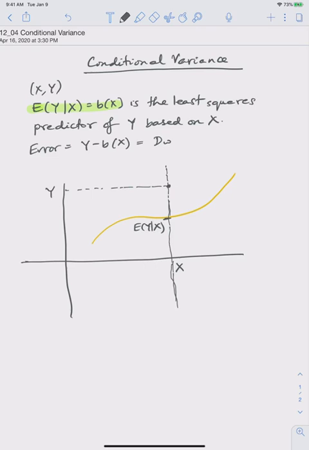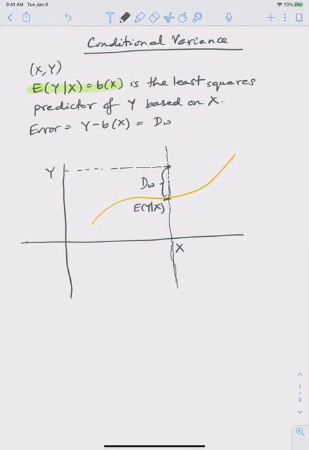Based on previous calculations, we've decided to use the expected value of y given x as our predictor, and that's what we've been calling b of x, for best predictor of y. We showed that it is the least squares predictor, and the amount by which we are off is the vertical distance, y minus our predictor, and that is what we were calling the deviation within the vertical strip.